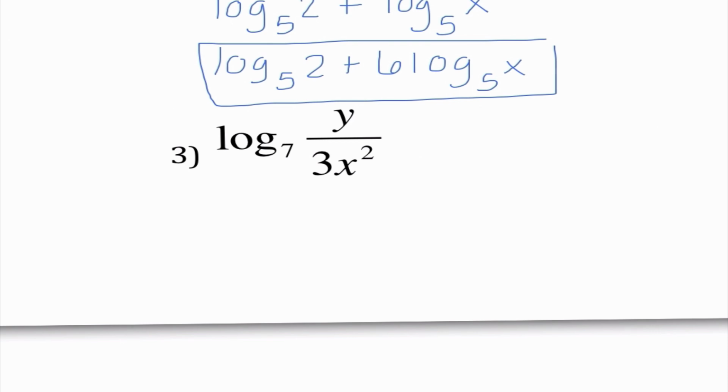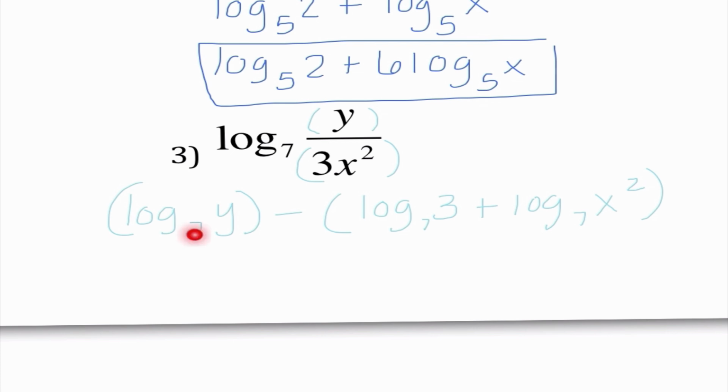Okay, number 3. First thing we're looking for, do we have division or multiplication? And I do, and I'm going to put those parentheses around there again. So I'm going to write log base 7 of y minus log base 7 of 3 plus log base 7 of x squared. And I do want to make a note that it's really important that we're writing this base. If I forget to write that base, I will get an incorrect answer. And you guys may have guessed, but that is one of the most common mistakes I see.